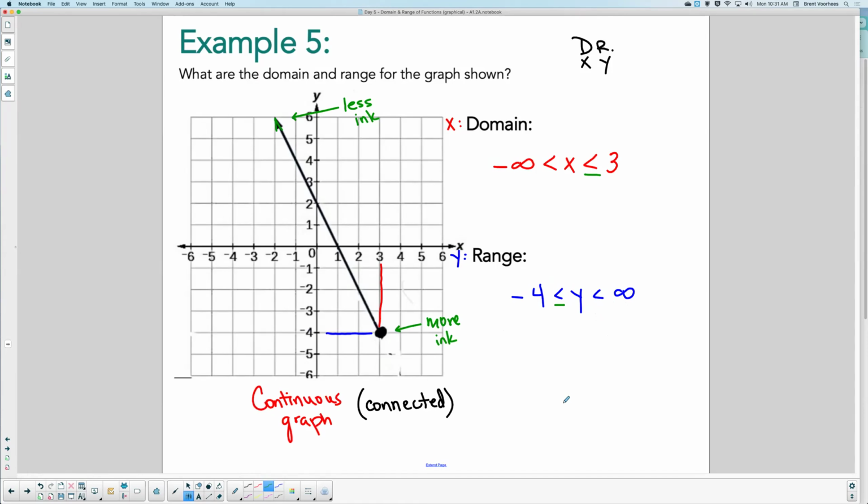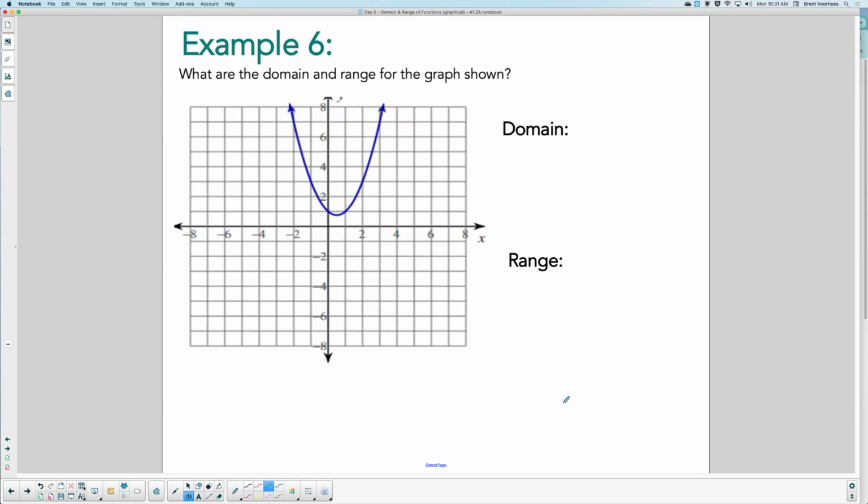All right, with that, let's flip over to your last page of your packet. Let's try example 6.